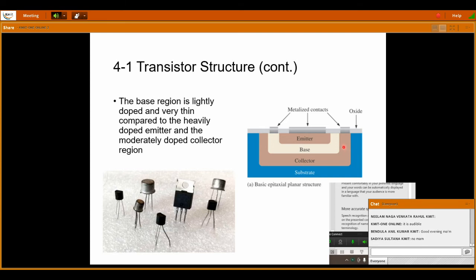So you can see this difference between the regions of operation, the regions of each terminal. The emitter region occupies a moderate space, whereas the base occupies very little space compared to the emitter or the collector, and the collector occupies the most space.